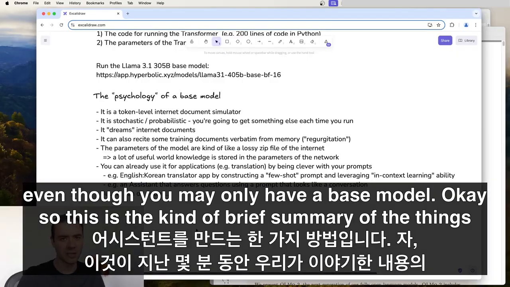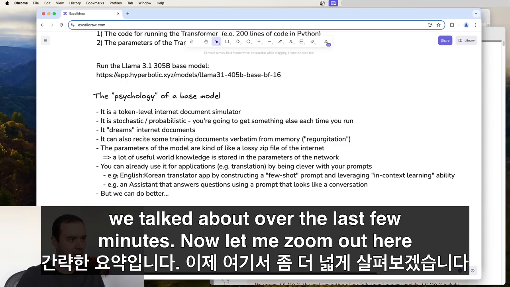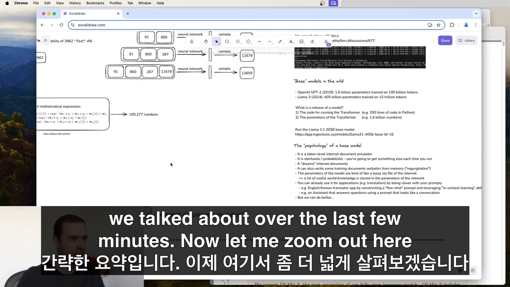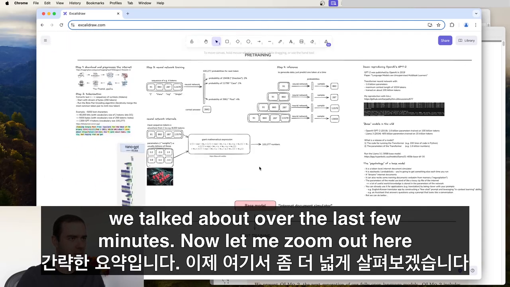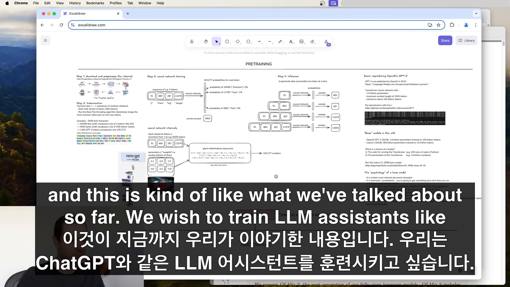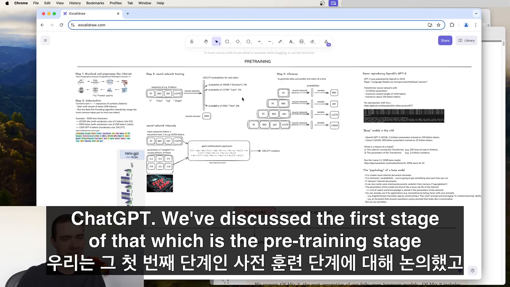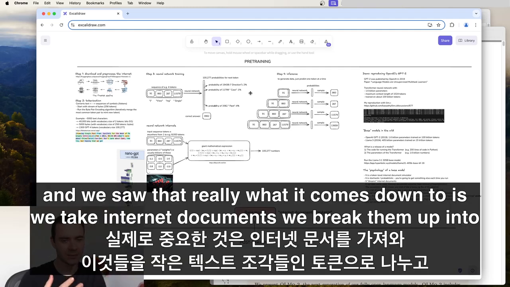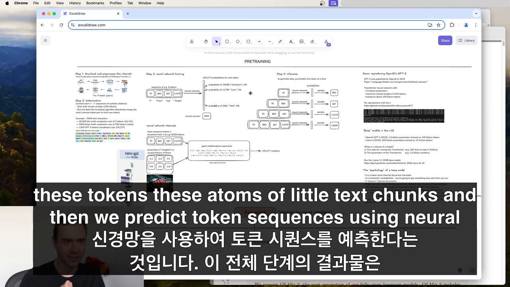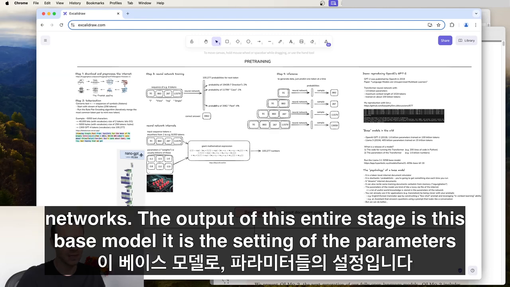Okay, so this is the kind of brief summary of the things we talked about over the last few minutes. Now, let me zoom out here. And this is kind of like what we've talked about so far. We wish to train LLM assistants like ChatGPT. We've discussed the first stage of that, which is the pre-training stage. And we saw that really what it comes down to is we take internet documents, we break them up into these tokens, these atoms of little text chunks, and then we predict token sequences using neural networks. The output of this entire stage is this base model.